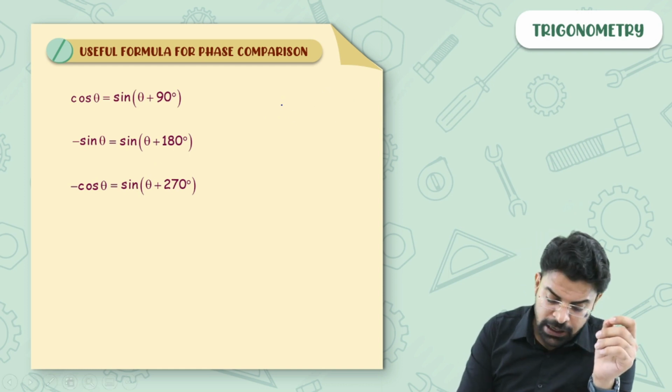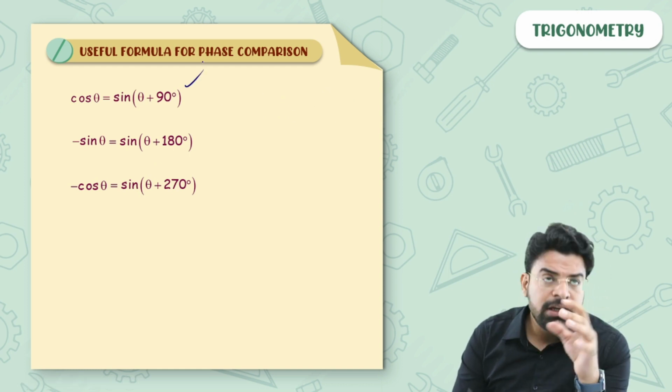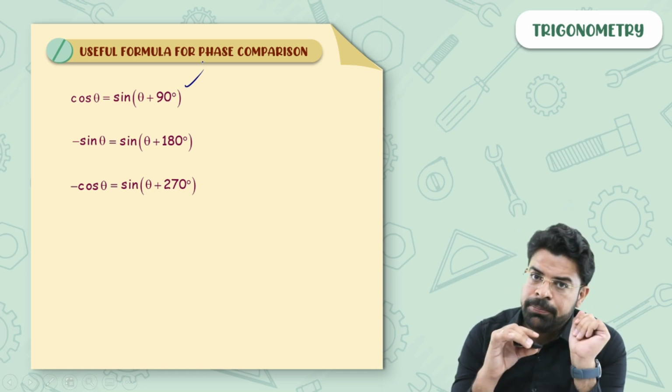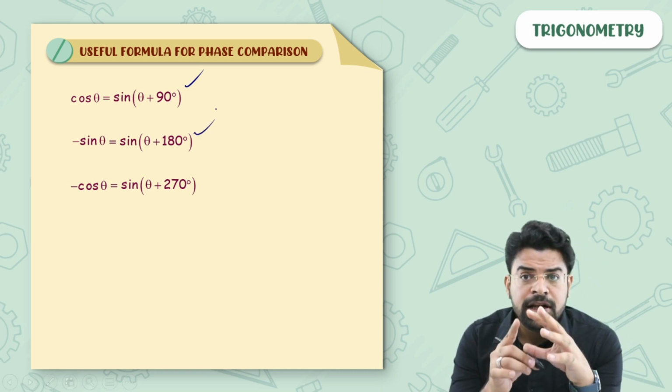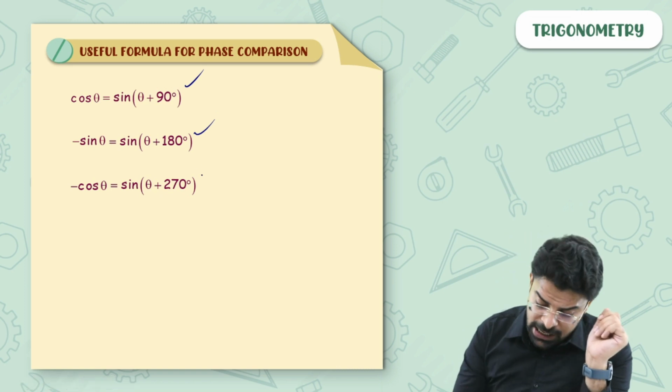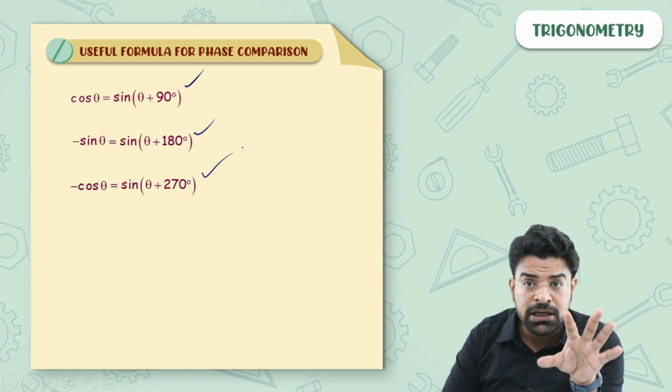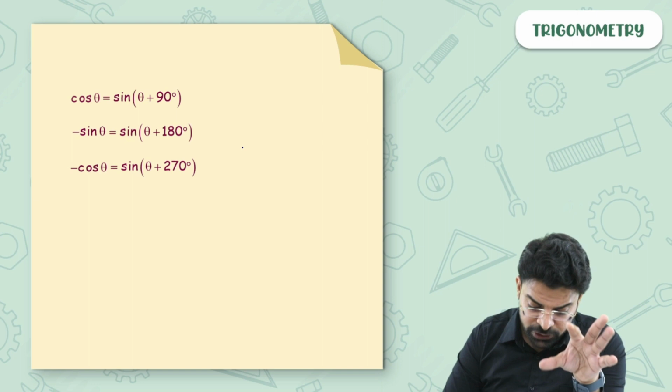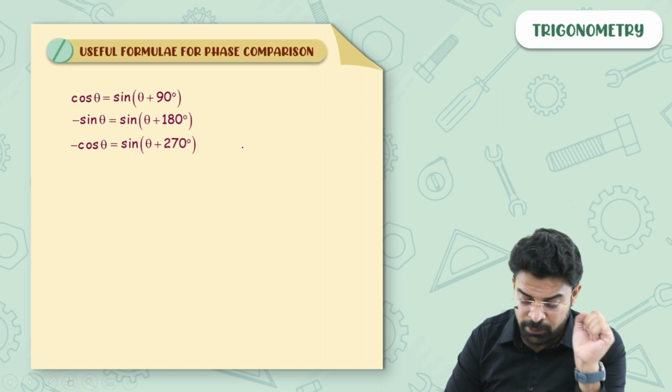So what do I need to remember? First, cos theta can be written as sine of theta plus 90 degree. Minus sine theta can be written as sine of theta plus 180 degree, and minus cos theta can be written as sine of theta plus 270 degree. This will be really useful at a later stage when we talk about phase comparison.